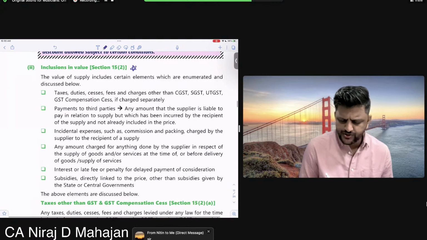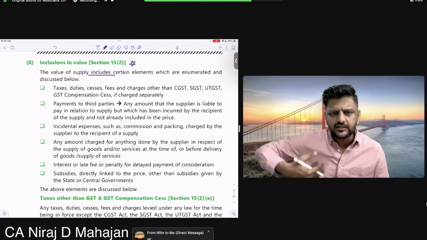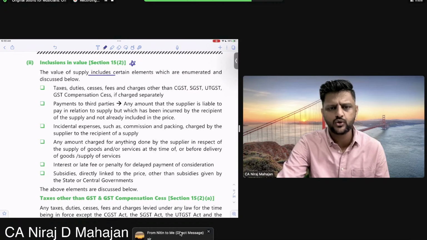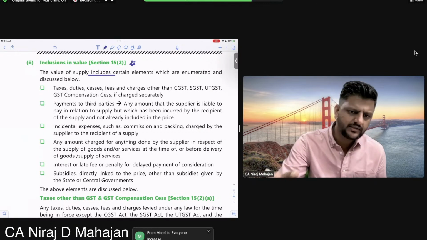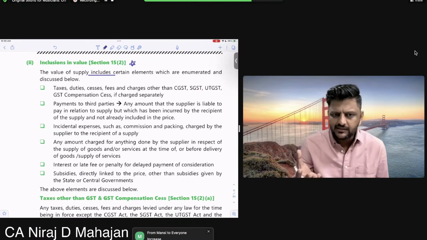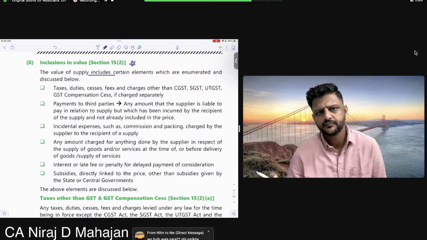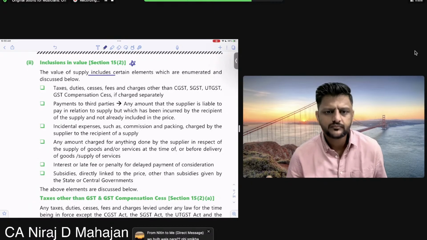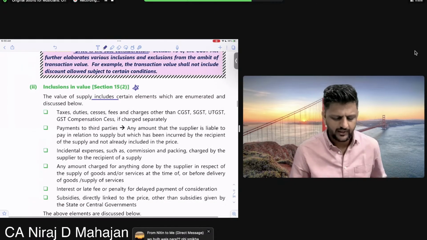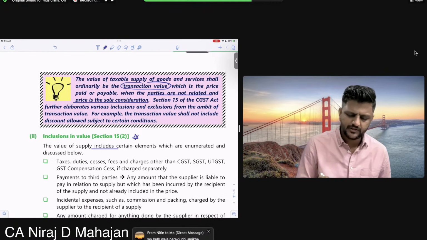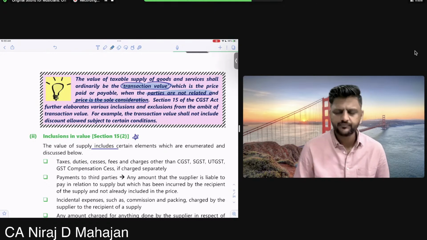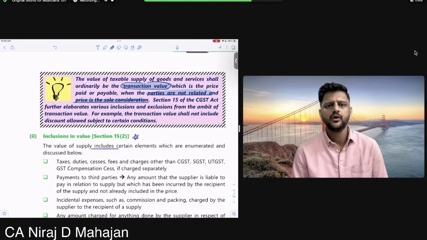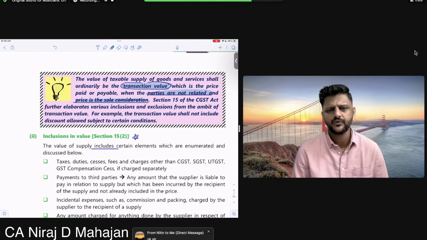The value of supply includes certain elements. Value. Are we increasing or decreasing the value, children? Increasing means what? Increasing. Our tax liability is increasing. Or you can say your department is increasing the value of supply. Clear till here? Forget this line. Only keep this part. Transaction value is what? Parties are not related and price is the only consideration. Okay. The remaining things we are going to see now. What all we are going to include or exclude. Okay. Don't worry about that.